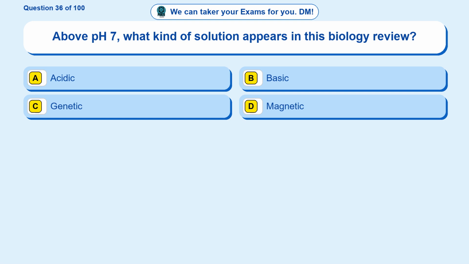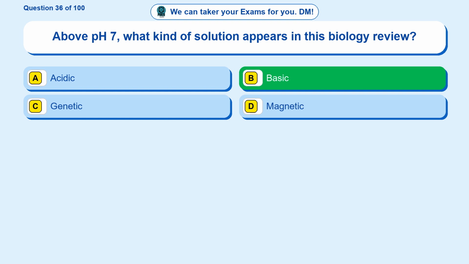Question 36. Above pH 7, what kind of solution appears in this biology review? Option A, acidic. Option B, basic. Option C, genetic. Option D, magnetic. The correct answer is option B.